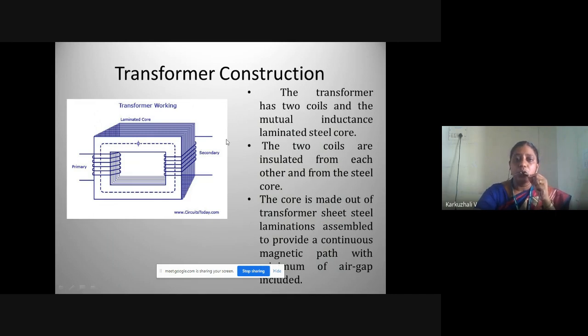The transformer has two coils and a mutual inductance laminated steel core. This core is made up of either steel or iron pieces. The two coils are insulated from each other, that is, they are not physically connected. They are linked through this laminated core, which is made of transformer sheet steel laminations assembled to provide a continuous magnetic path with a minimum of air gap included.